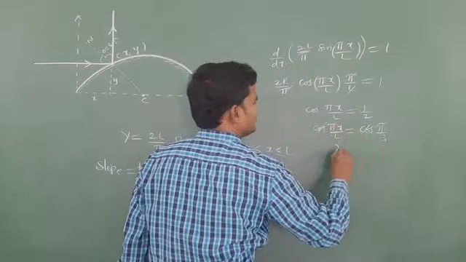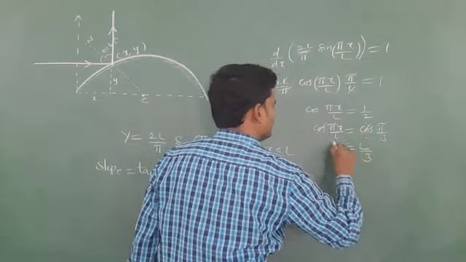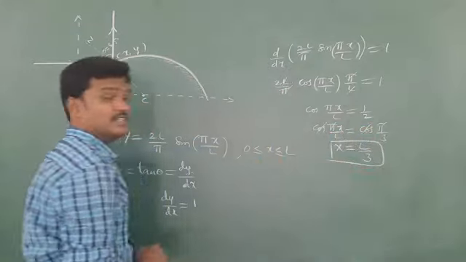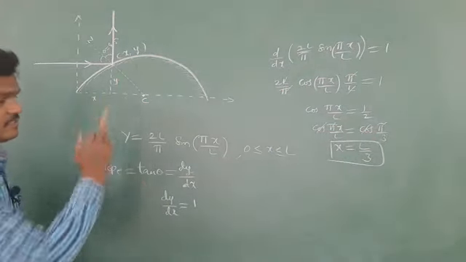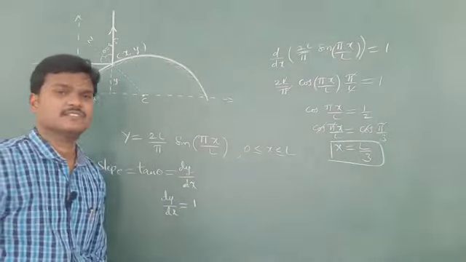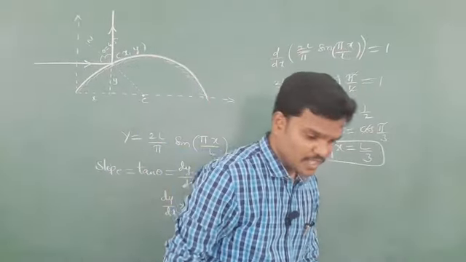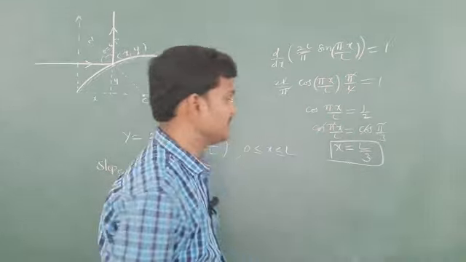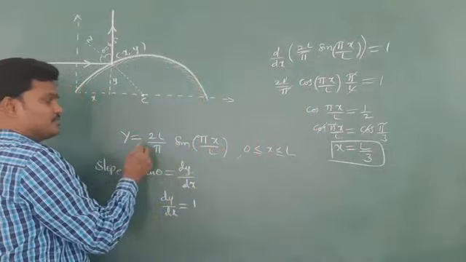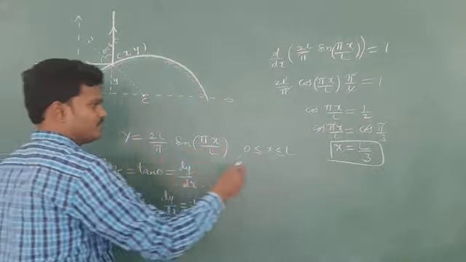Now, x is equal to L by 3, where L is the given condition, x less than or equal to L. They have given all the conditions. So, what is the x coordinate? The x coordinate I am getting is L by 3. Once I got the x value, substitute it here, you will get the y value.